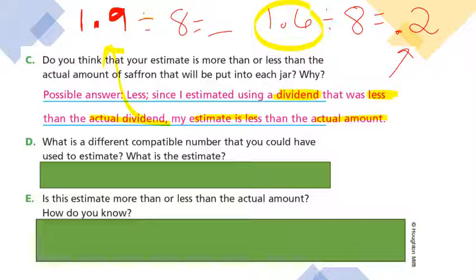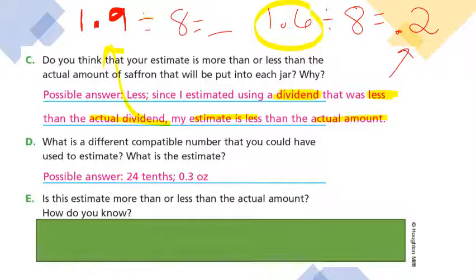What is a different compatible number we could have used to estimate? Well, let's go back to our multiples of 8. Let's think about that. What would you choose? You could do 24/10. So let's take a look at how that would work. I have my 1 9/10 and I'm dividing it by 8. I'm going to think of my multiples of 8.